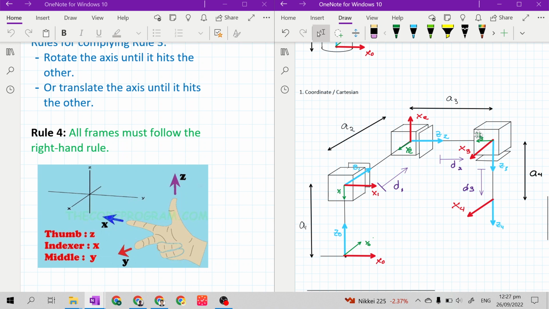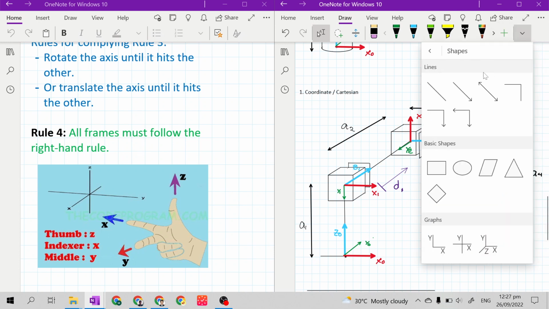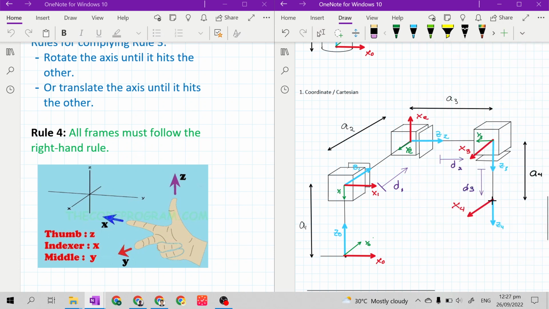Okay. Next is y sub 4. Okay. So the end effector frame is the same with frame 3. So let's point the y sub 4 arrow to the left. Okay. So this will become y sub 4.